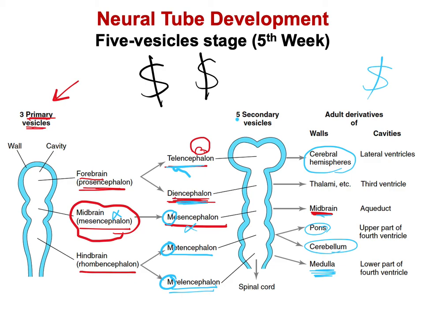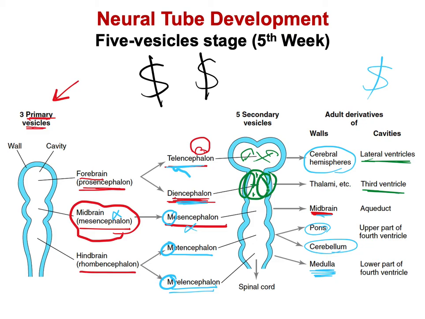I think already, because you talked about the gross anatomy of the brain, you can easily say, yes, cerebral hemispheres. What would be the cavity here? It would be the lateral ventricles. And here you have, guys, the diencephalon, you have the thalamus here, so this space is the third ventricle.